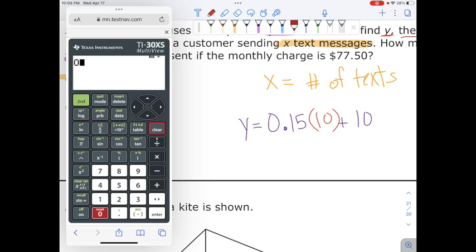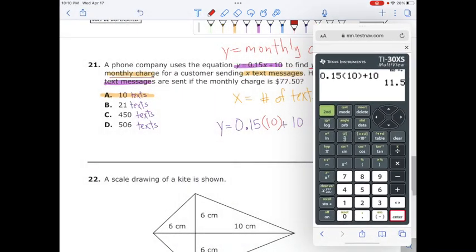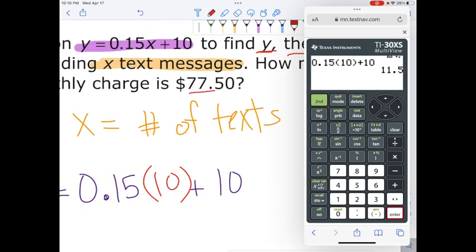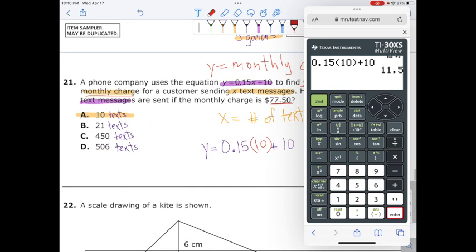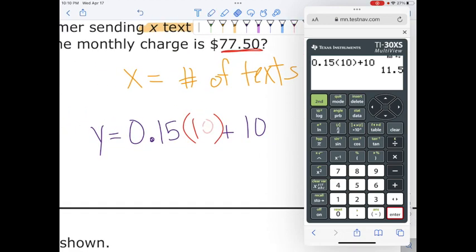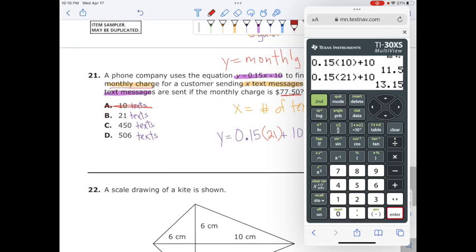Y equals 0.15 parenthesis 10 plus 10. That's 11.5, $11.50. Right? But we're supposed to have it equal $77.50, so it can't be A. Now let's try B. Instead of 10 in the parentheses, put 21 in the parentheses and redo our problem. 0.15, parenthesis 21, plus 10. $13.15. Still clearly not right.